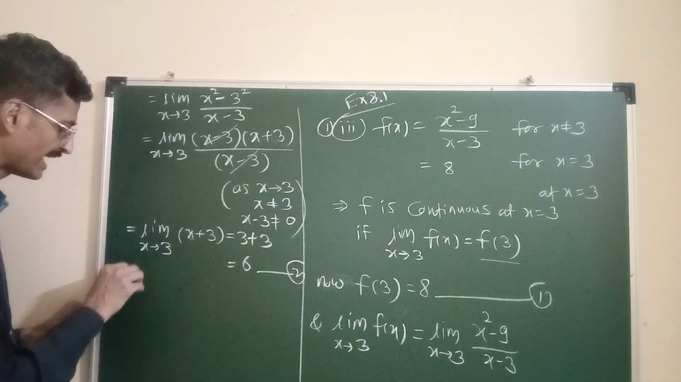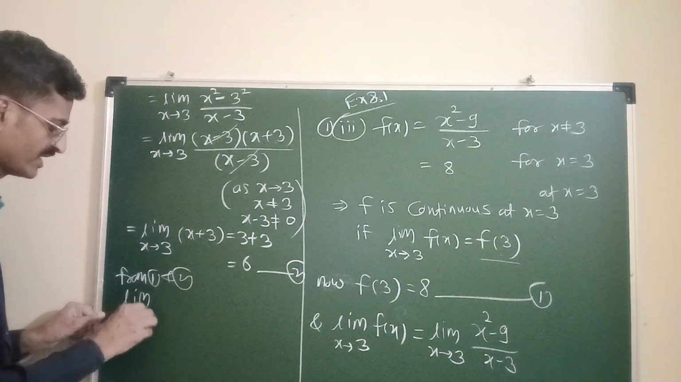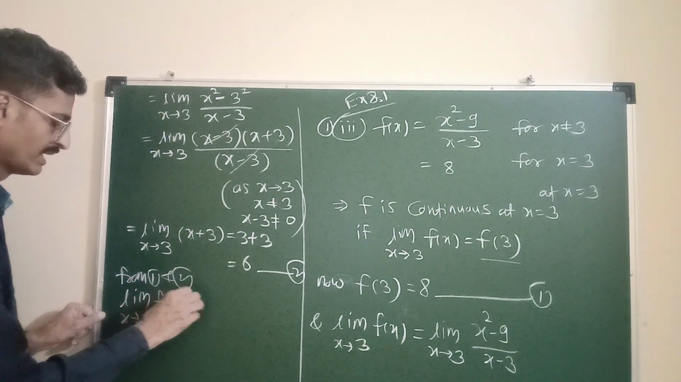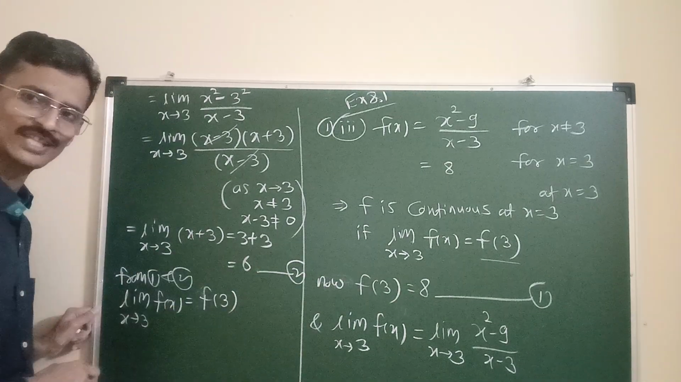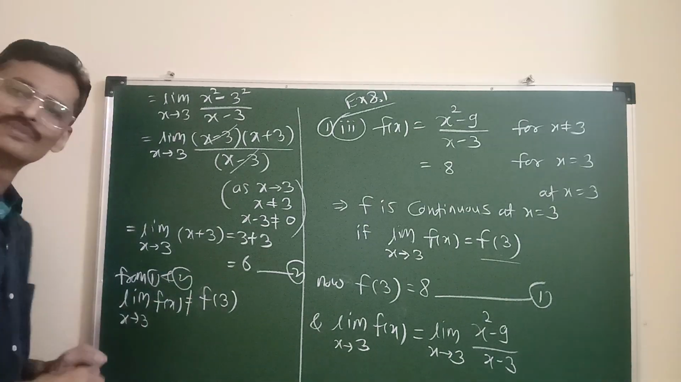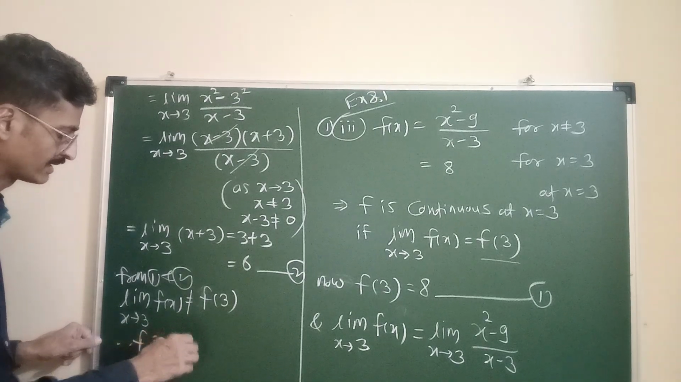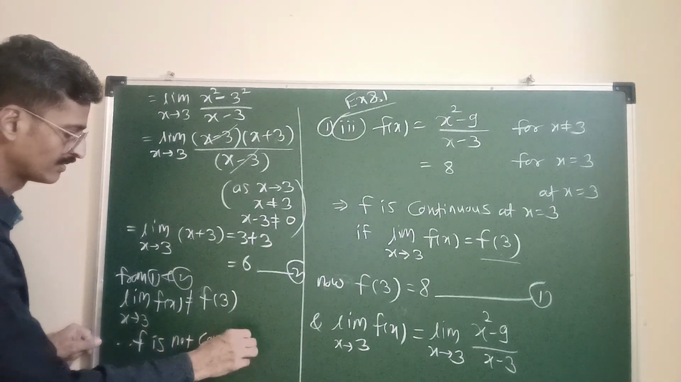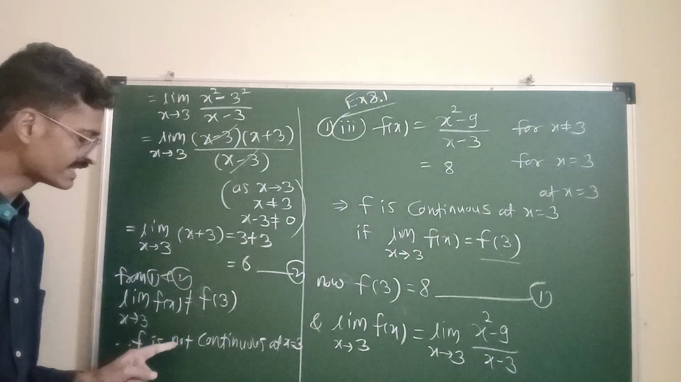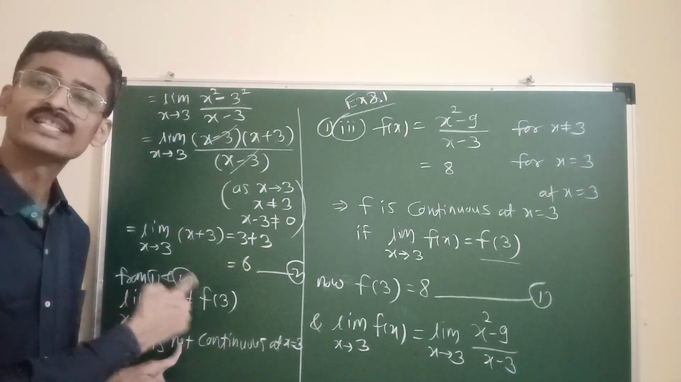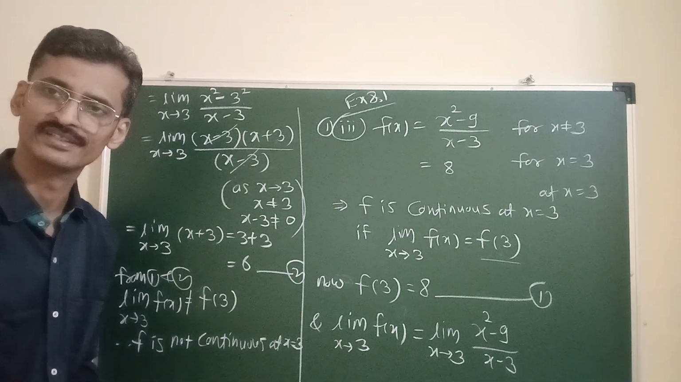So from 1 and 2, limit x tends to 3 f of x is not equal to f of 3. Check this, 6 and 8. So they are not equal. So we can say therefore f is not continuous at x is equal to 3, or we can say f is discontinuous. Not continuous means discontinuous at x is equal to 3.